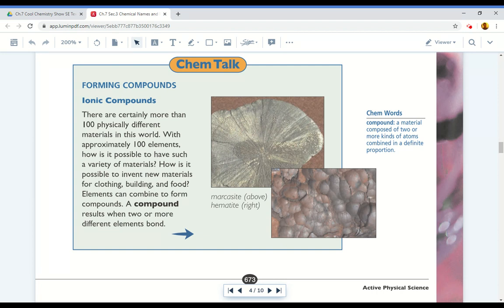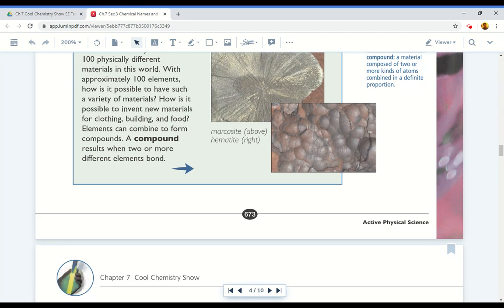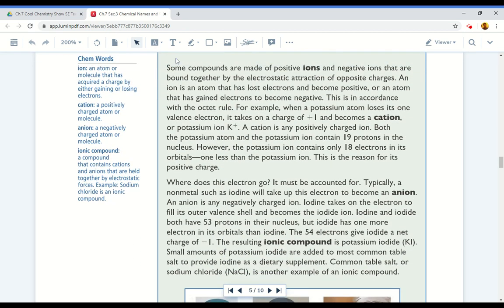Elements can combine to form compounds. A compound results when two or more different elements bond. Some compounds are made of positive ions and negative ions that are bound together by the electrostatic attraction of opposite charges. An ion is an atom that has lost electrons and become positive, or an atom that has gained electrons to become negative. This is in accordance with the octet rule.